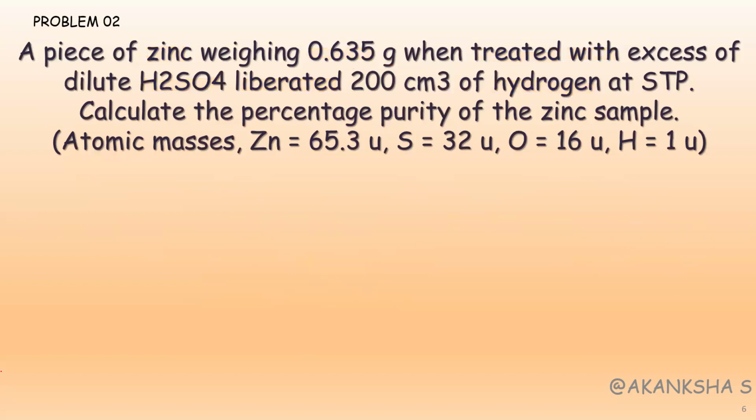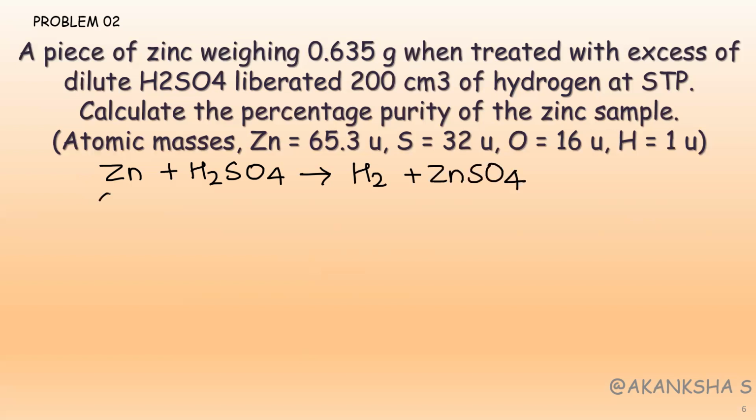Let's move on to step number 3. Step number 3 is first of all writing down what we have got. Zn plus H2SO4 giving H2 plus ZnSO4. Zn is 65.3 gram, H2SO4 98 gram, hydrogen 22.4 liter, and ZnSO4 came out to be 161.3. Let's try to understand what is given.